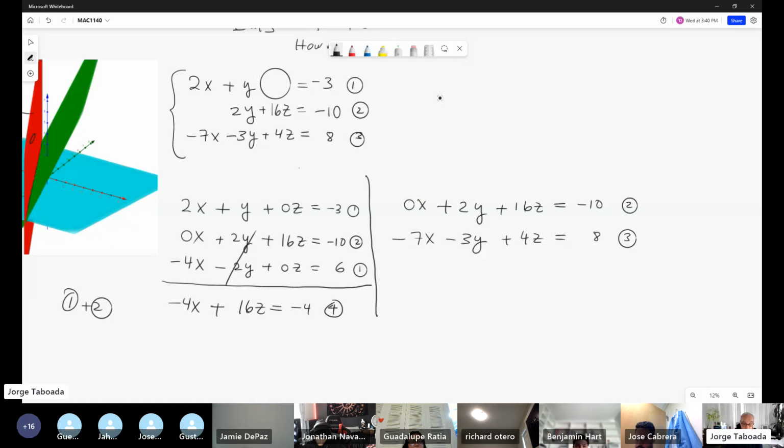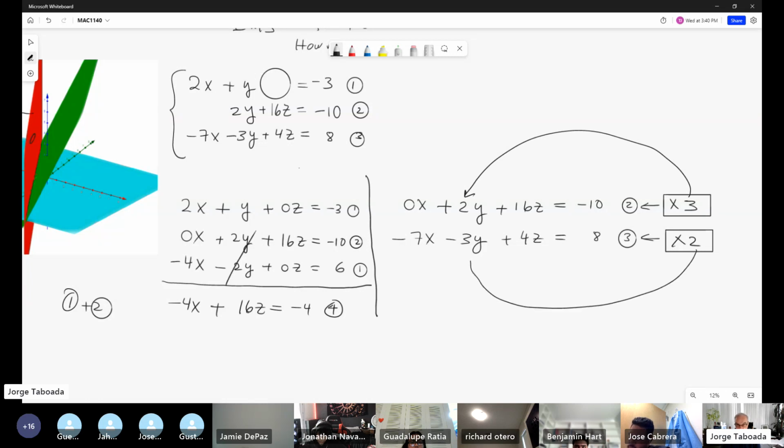So what is my strategy? Well, my strategy is maybe multiplying equation 2 by positive 3, and multiplying equation 3 by positive 2. Why did I create this strategy? Because 3 times 2 is 6 and 2 times minus 3 is negative 6, ready for elimination. Of course, there are other combinations, and any combination that you do correctly gives you the same answer. This is the beauty.